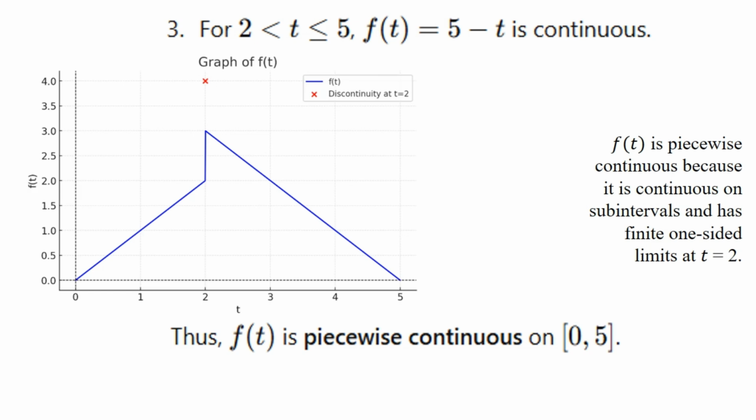We can say that f of t is a piecewise continuous function because it is continuous on subintervals. The first interval is continuous. The third interval is continuous. Even the middle, at t equals 2, which was obviously discontinuous, has a discontinuity that we can remove, because it has finite one-sided limits at t equals 2. So based on these conditions, we can say that the function f of t is piecewise continuous on the interval 0 to 5.